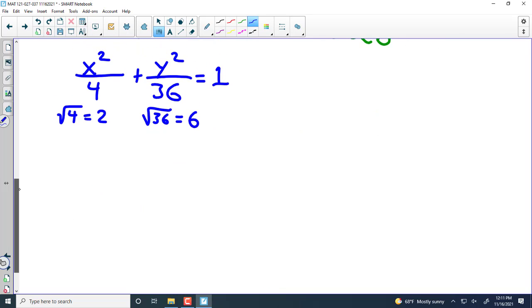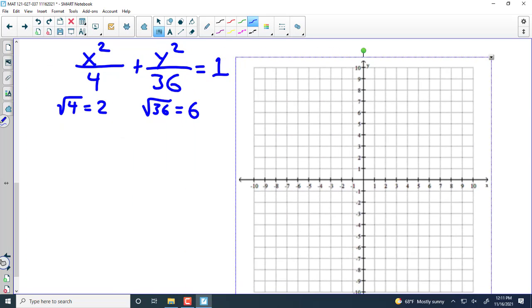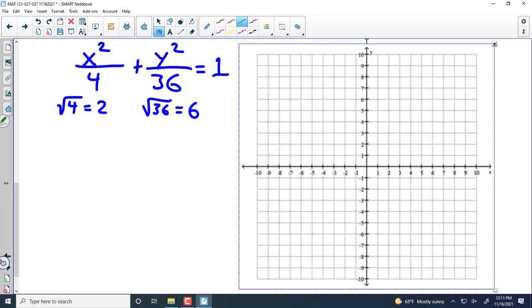Simply by looking at those numbers. You see, I don't even need to know which one is called a squared and which one's called b squared. I don't care which one's bigger. All I care about is that I'm moving left 2 and right 2, up 6 and down 6, and then I connect my dots like this. And I get my picture, and I'm done.